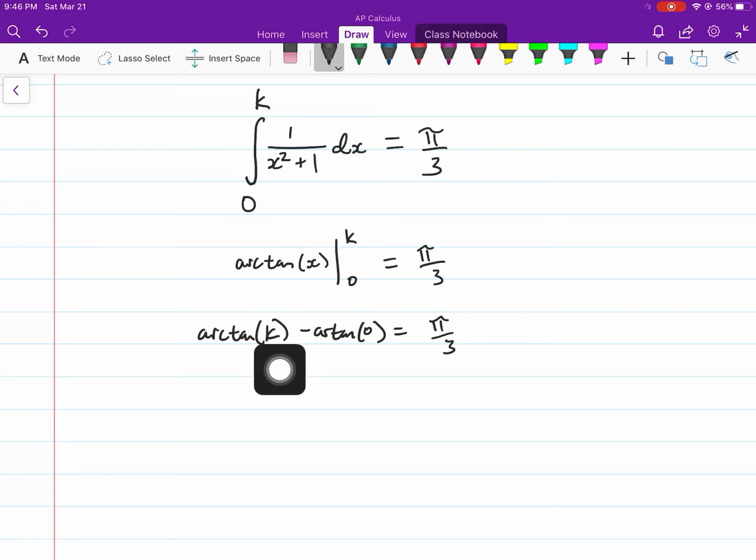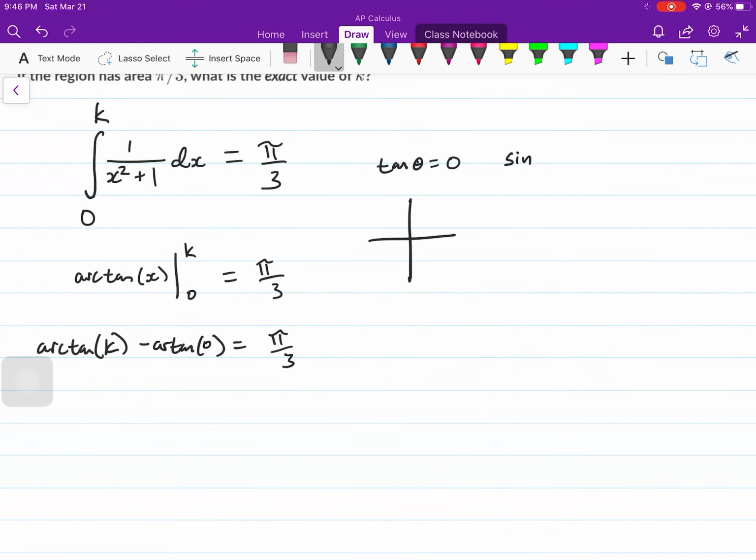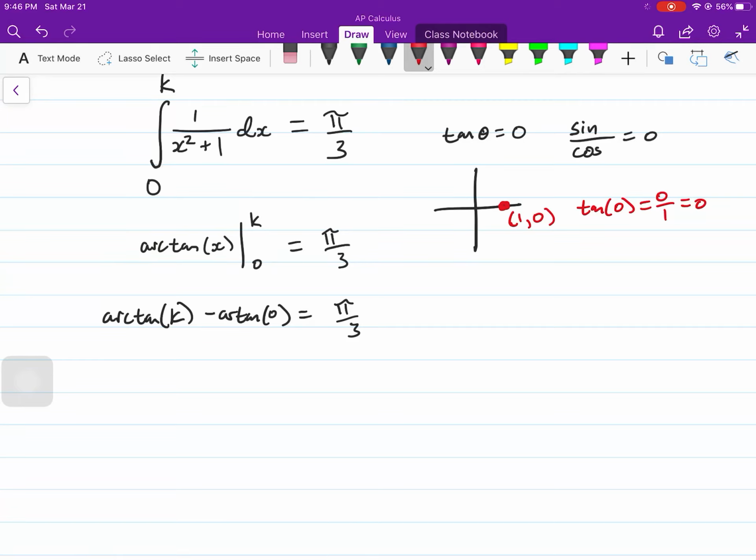So let's think about that. Arctangent of k, we're obviously going to have to solve for k right now. But what is arctangent of 0? So think about the unit circle. Well, tangent, when does tangent equal 0? So when is sine over cosine 0? Well, think about that. That's when sine is 0 right here. At this first spot, isn't that 0? Because cosine's 1, sine is 0. So tangent of 0 would be 0 over 1, which is 0. So that means arctangent of 0 is 0.